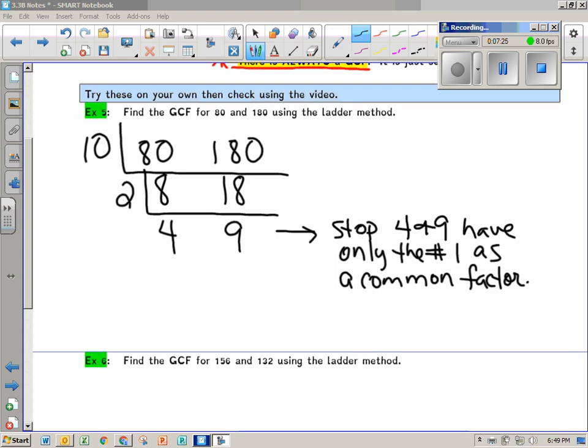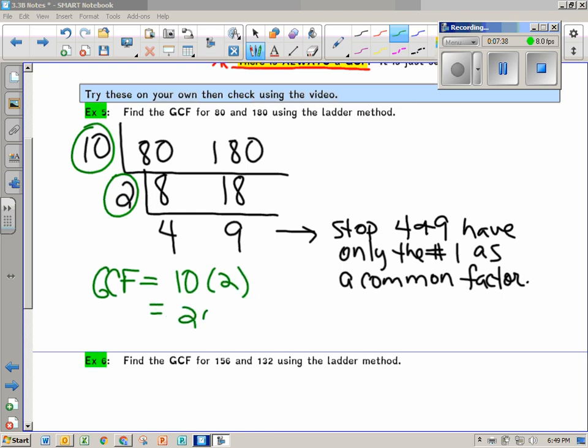So you're going to multiply what's in the vertical part. So your GCF is 10 times 2, which is 20.